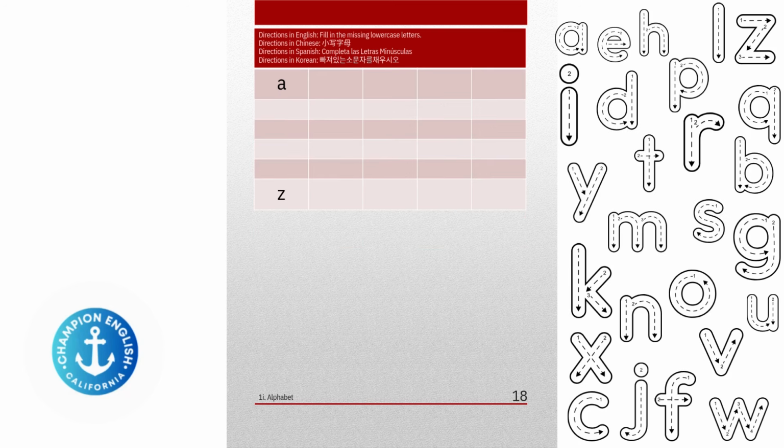Hello, students. We are now going to do our lowercase letters. Come on, let's say it. Lowercase letters. That's right. We're going to do our lowercase letters for the last time. So here we go. A, B, C, D, E, F, G, H, I, J, K, L, M, N, O, P, Q, R, S, T, U, V, W, X, Y, and Z. Good job.